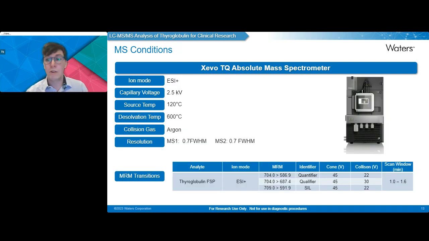As I said, we're using the Xevo TQ Absolute mass spectrometer for this in positive ion mode. And we're looking at MRM transitions, quantifier and qualifier ion, with a stable isotope labeled internal standard. The quantifier ion is particularly sensitive compared to the qualifier ion. So typically we see ion ratios of around 10:1 for that quantifier to qualifier. And we're running the system in unit mass resolution.